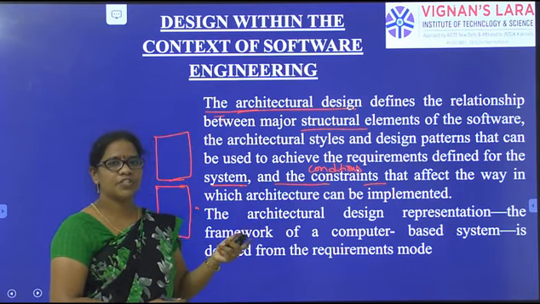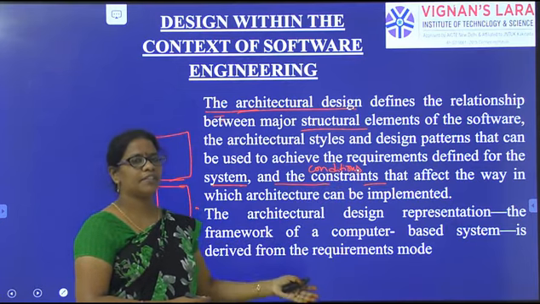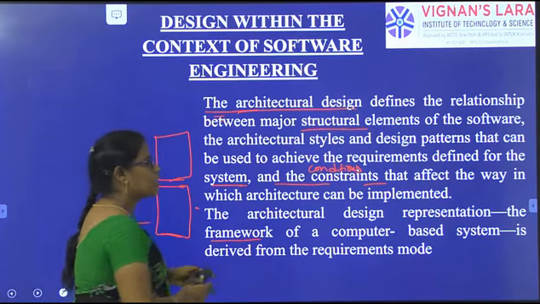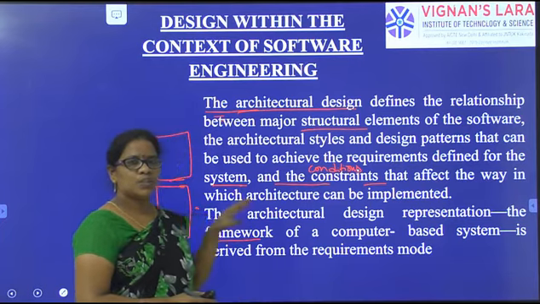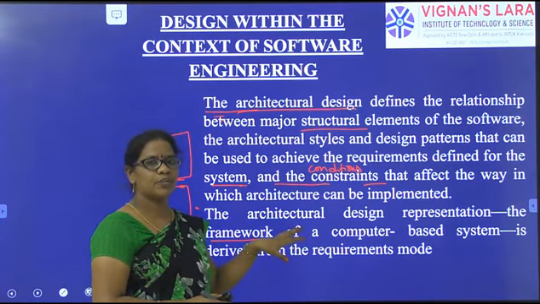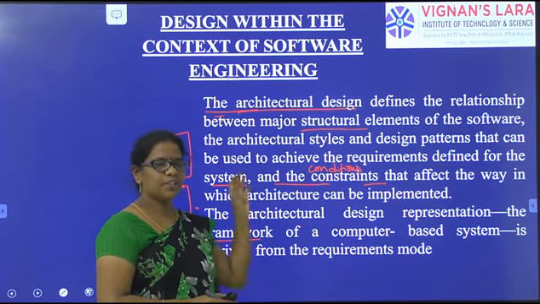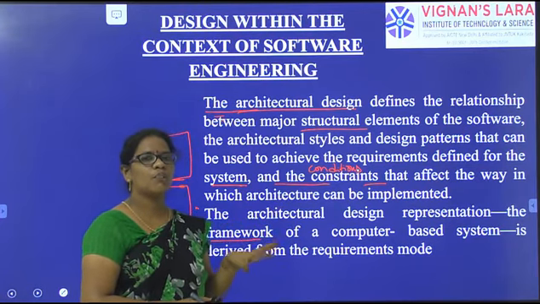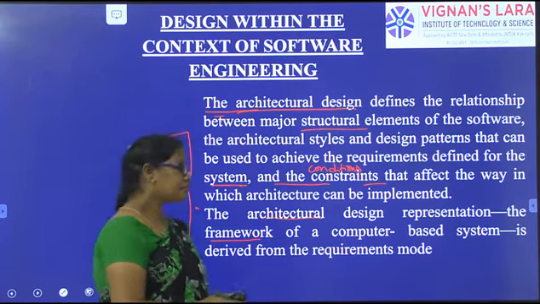So which type of architecture? We have different types of architectural models: component level, interface design, like the different phases. Okay. So for the architectural design representation, the framework of a computer-based system is derived from the requirements model. So the main architecture will be drawn from the requirements model, whatever the requirements given by the stakeholder, after doing the analysis part. So after considering the certain requirements, the architectural design representation will be done.